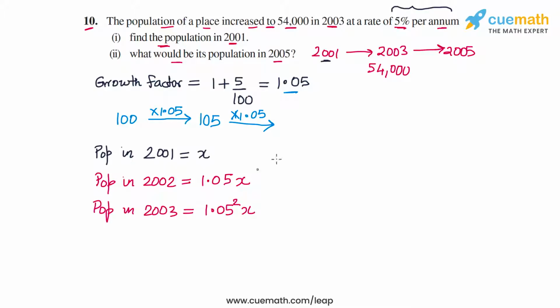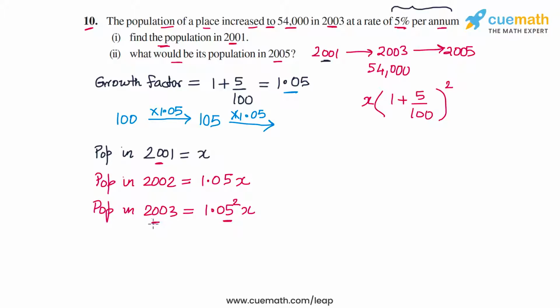So this is actually similar to the compound interest formula. If you compare this expression to the compound interest formula, you will have the initial population X times 1 plus the rate of growth 5 by 100, and 2 cycles of growth, because from 2001 to 2003 there are 2 years that elapse. So this is what you get, 1.05 square times X.